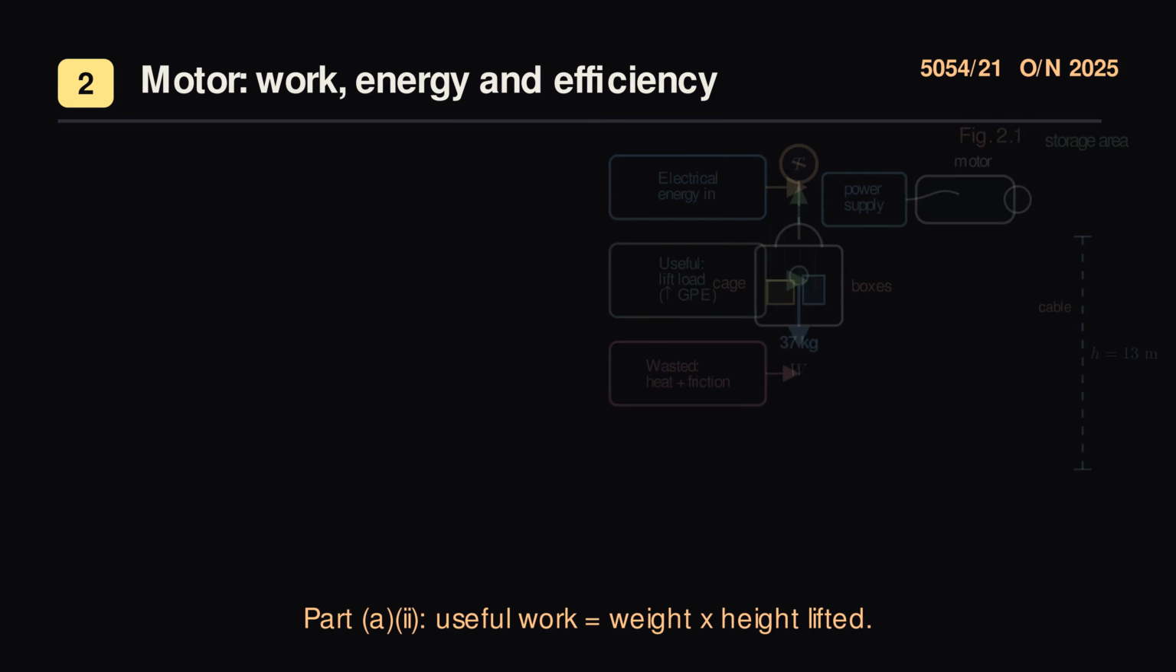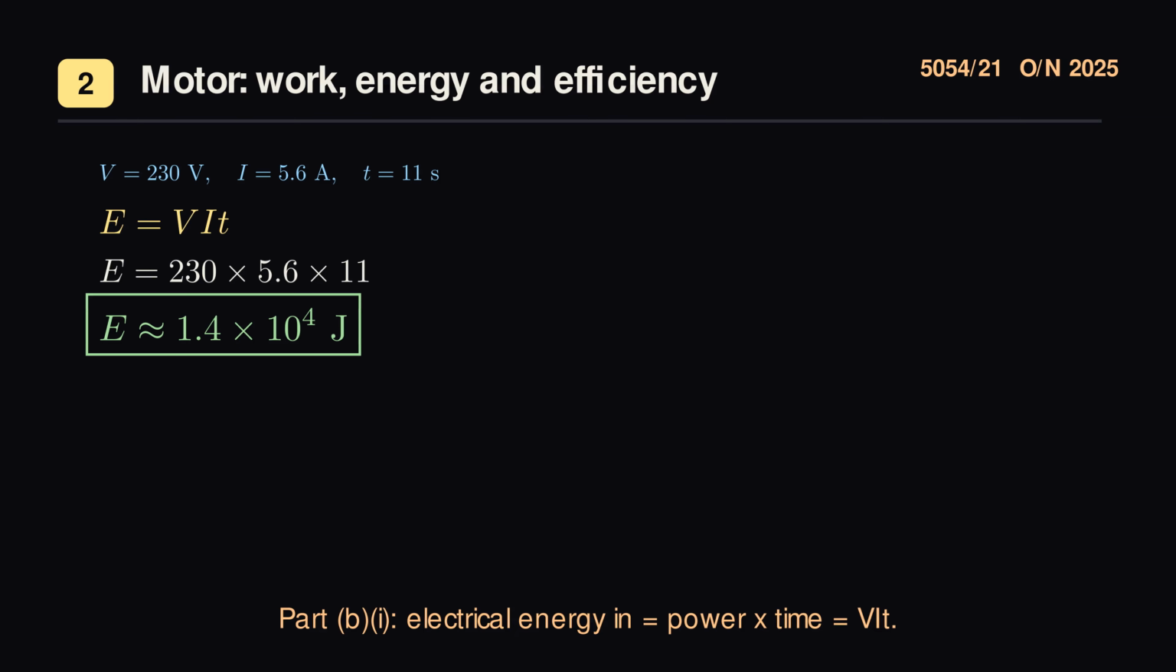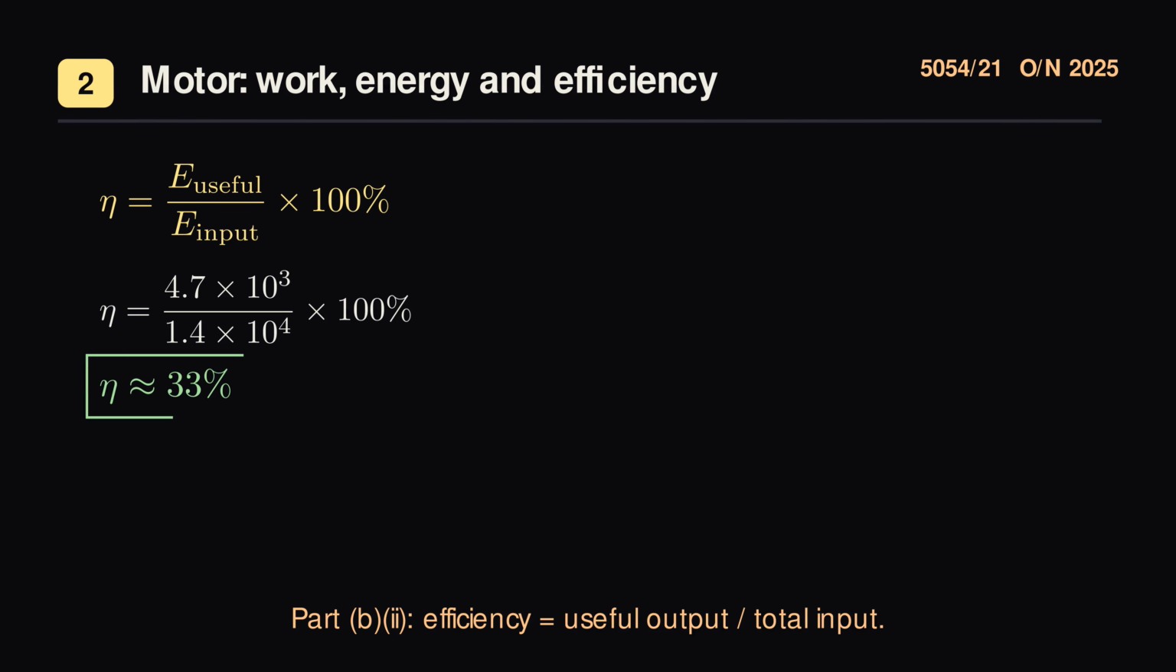Part B, Part 1. Electrical energy input equals V times I times T. 230 volts, 5.6 amps, 11 seconds, gives about 1.4 times 10^4 joules. Part B, Part 2. Efficiency is useful output over input, times 100. That is about 33%.